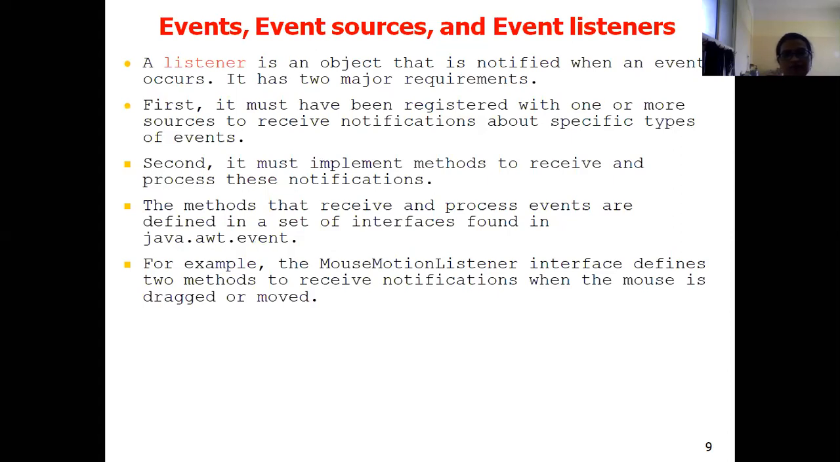And this is listener. A listener is also an object that is notified when an event occurs. It has two major requirements. First, it must have been registered with one or more sources to receive notification about a specific type of event. Second, it must implement methods to receive and process notification. So a listener is also an object, but it has to register.